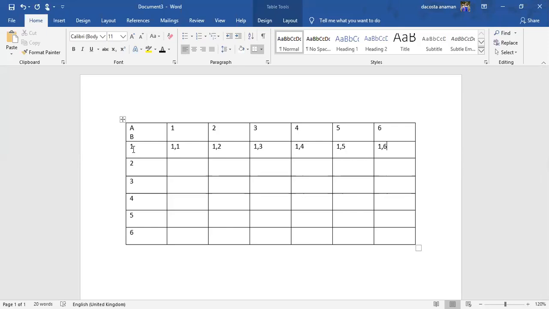you can get 1 and 1, 1 and 2, 1 and 3, 1 and 4, 1 and 5, then 1 and 6. The same thing will happen here, which will be 2 and 1, 2 and 2, 2 and 3, 2 and 4, 2 and 5, 2 and 6. Who understands? Who is getting the concept here?